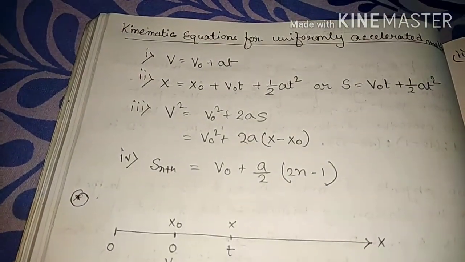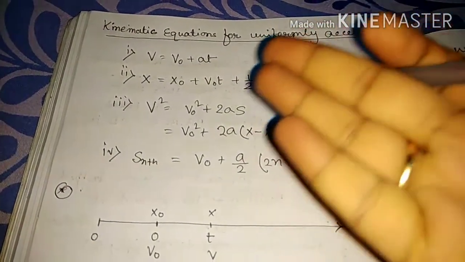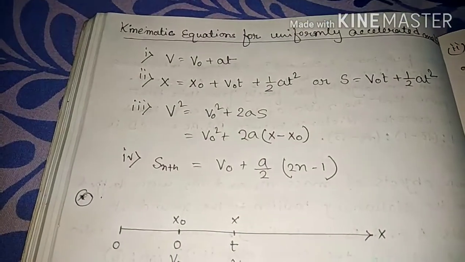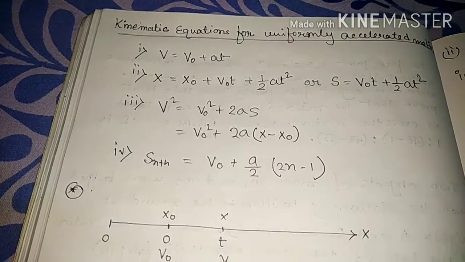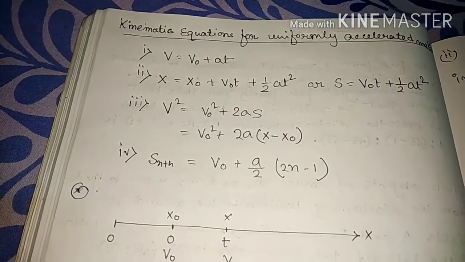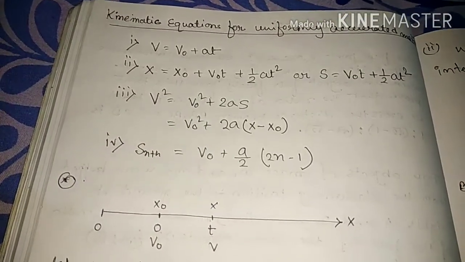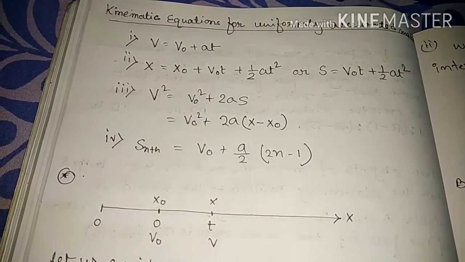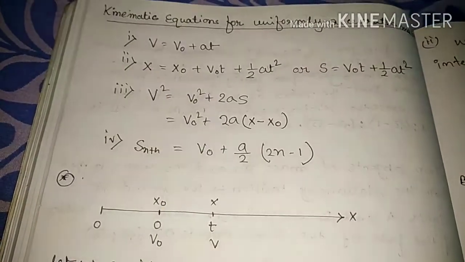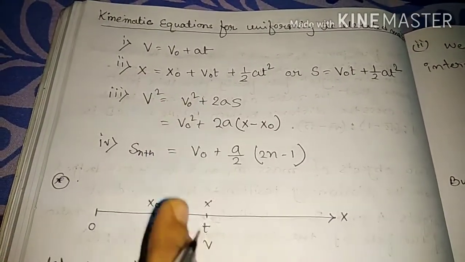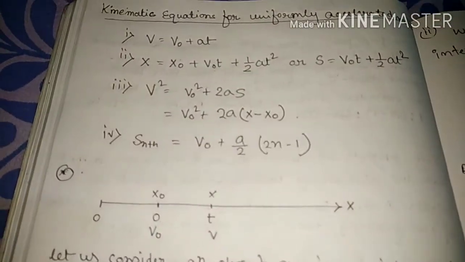Here you see that I also write the 4 equations. v equals v0 plus at. You know that the formula is v equals u plus at. In place of u, that is the initial velocity, here we consider v0. Nothing else. The u is replaced by v0.